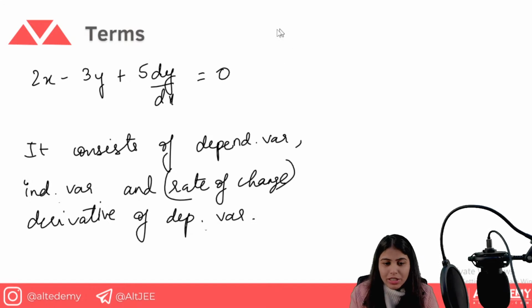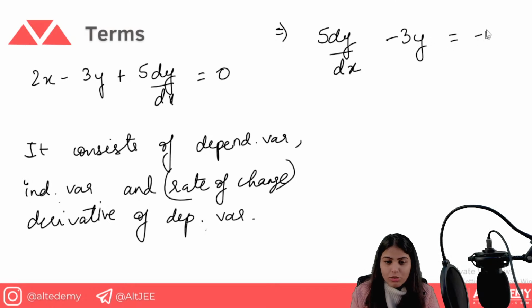How it is usually represented, you can write it as 5 dy by dx minus 3y is equal to minus 2x. You can also write it like that, only transposing some of the elements to the right hand side. So this is a differential equation. How can you form a differential equation? By taking an independent variable, a dependent variable, and the derivative of the dependent variable, right? You get it, what a differential equation actually is.